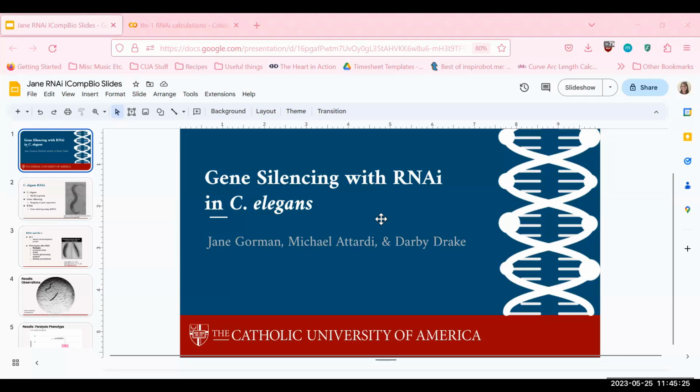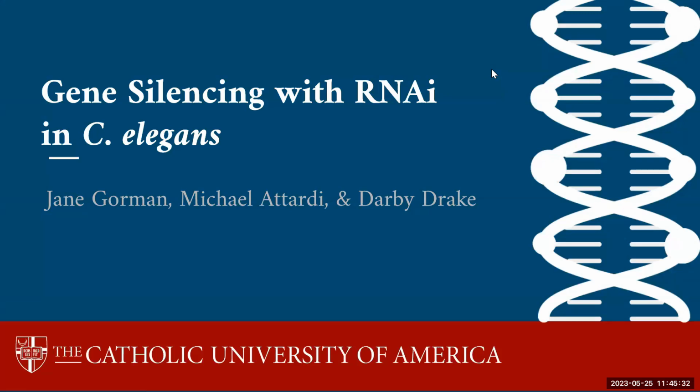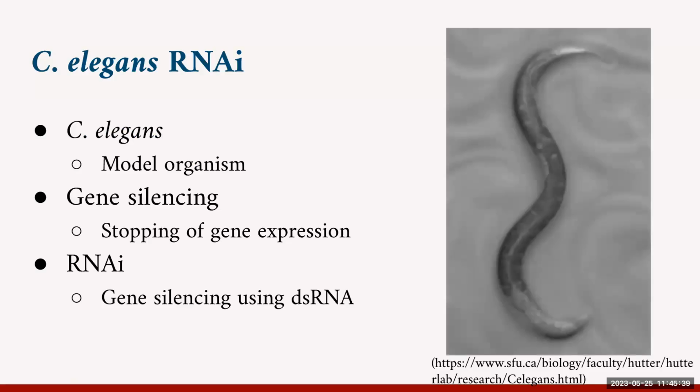So I'm a biologist by trade. I have no computational background, but this is the research project that I did with my class last semester. So we were doing RNAi in C. elegans. C. elegans are these little nematode worms. They're about 1 millimeter long. They're used as model organisms. They have a short life cycle and they're clear, and they have various other traits that make them really good model organisms, including for human diseases.